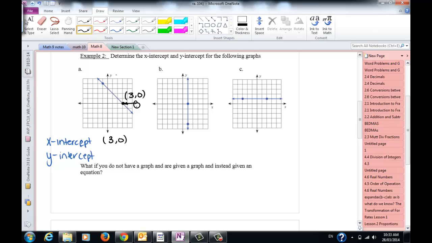And for my y-intercept, I can start at my y-axis, and I can draw a line right until I get to where the linear equation goes through the y-axis. And this occurs when I horizontally go 0, and I go up 3.